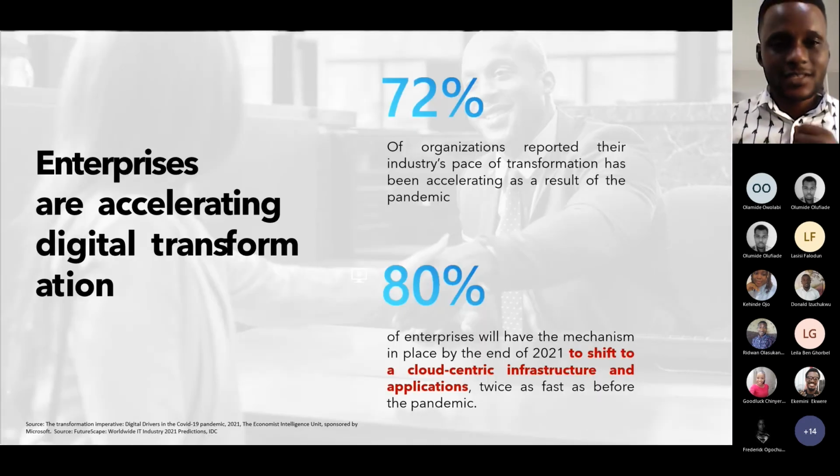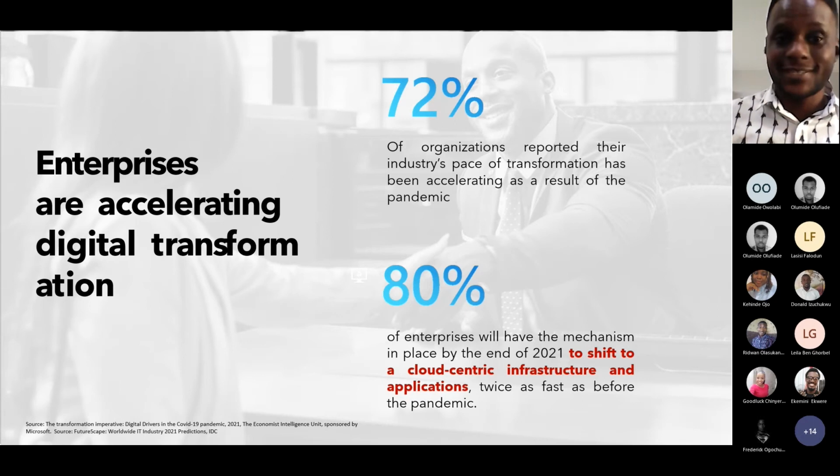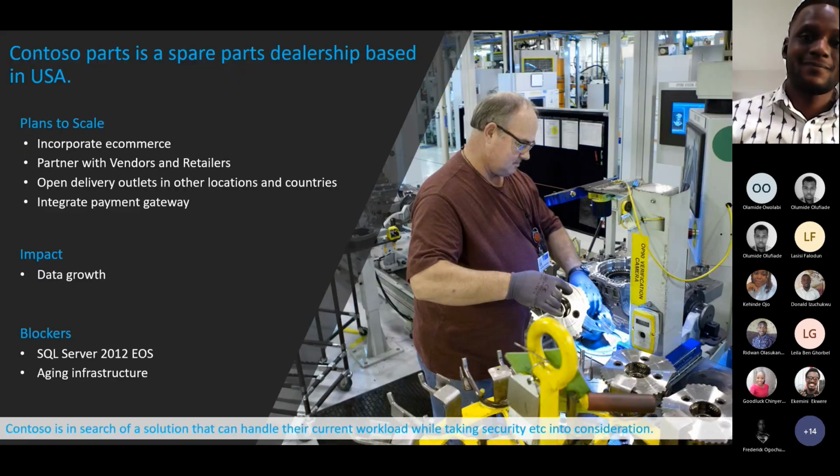From all this, 72% of organizations reported their industry's pace of transformation has been accelerating as a result of the pandemic. And 80% of enterprises will have the mechanism in place by the end of 2021 to shift to a cloud-centric infrastructure and applications. This is twice as fast as it was before the pandemic.